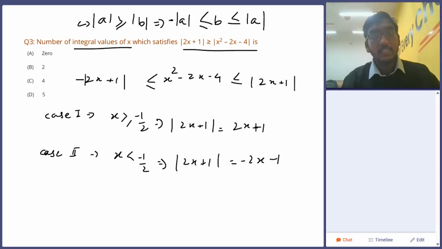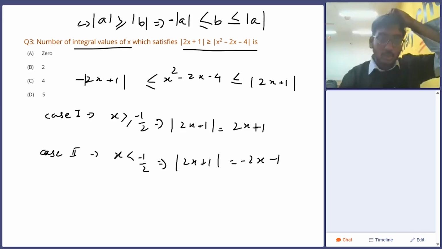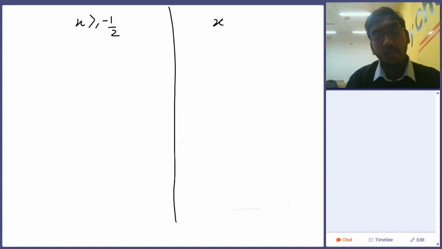That is, x being greater than or equal to negative half. So when the first case is true, what will the inequality be? Instead of mod of 2x plus 1, you just replace it with 2x plus 1. I will do it in the next slide. See, there are two cases. One case is x being greater than or equal to negative half. The other case is x being less than negative half.